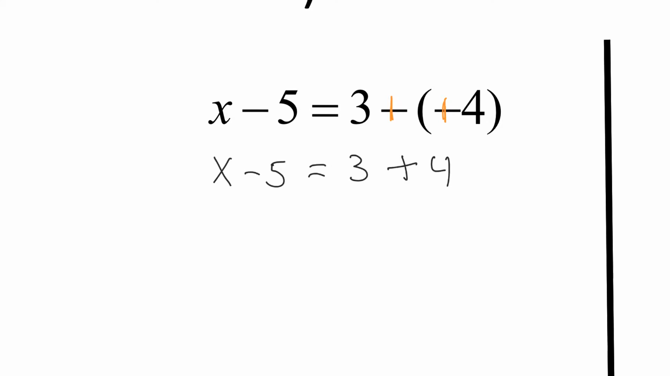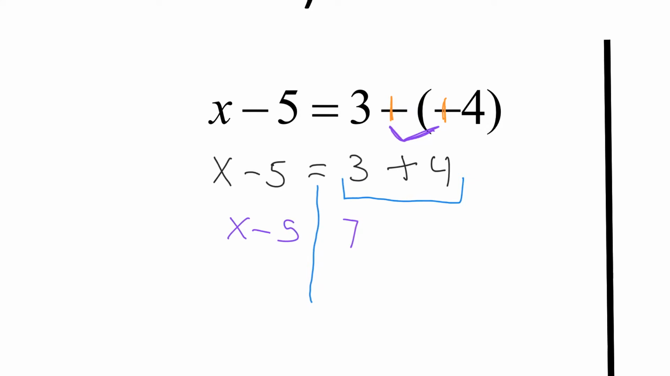Now, why plus? One more time: this negative times a negative became a positive. Every time you want to solve, you always simplify first. We do have like terms on the right side of the equation, and those two numbers are constants. So you can add 3 plus 4, which is 7. On the left side, you just have x minus 5.